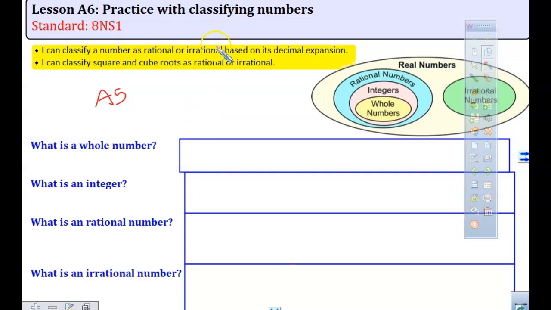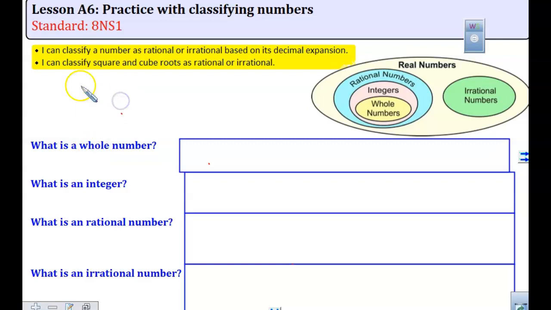Today we are looking at lesson A6. A6 is practice classifying numbers. Your two standards that you are looking at are: I can classify numbers as rational or irrational based on their decimal expansion, and I can classify square and cube roots as rational or irrational. This really goes back to your last lesson you did in A5 and thinking about those different definitions.